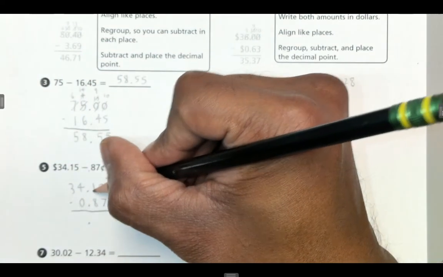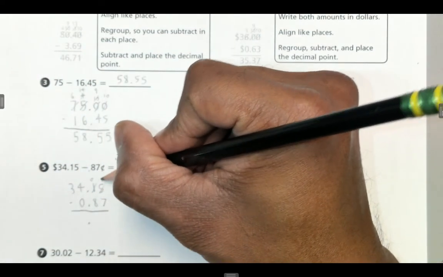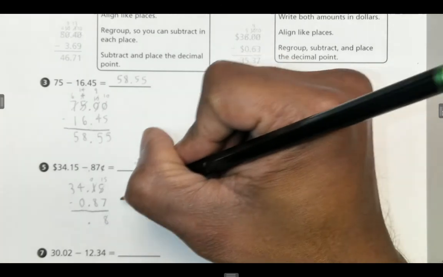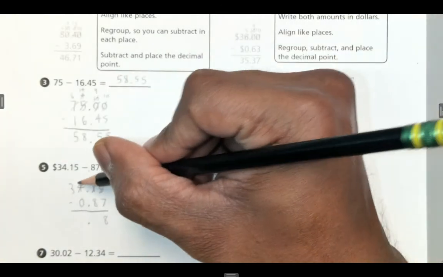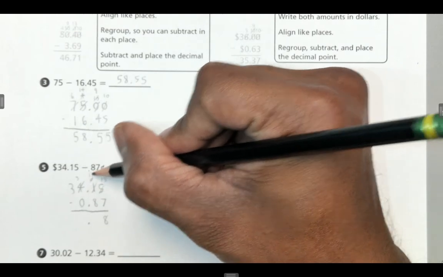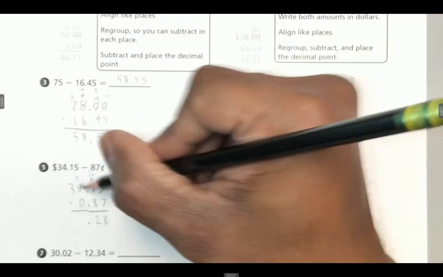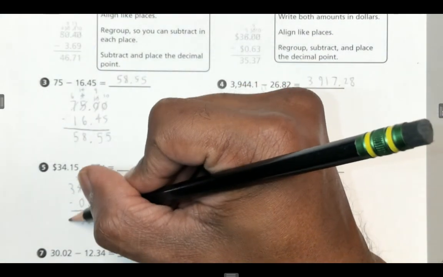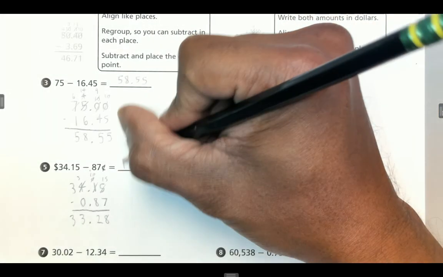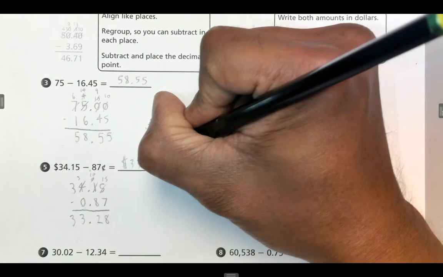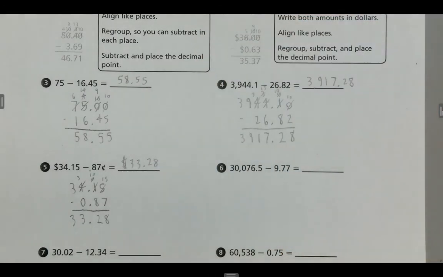5 minus 7 here, 5 needs to borrow. 15 minus 7 is 8. 0 minus 8, 0 must borrow. 10 minus 8 is 2. 3 minus 0 is 3, and the 3 in the tens place comes down. $33.28.